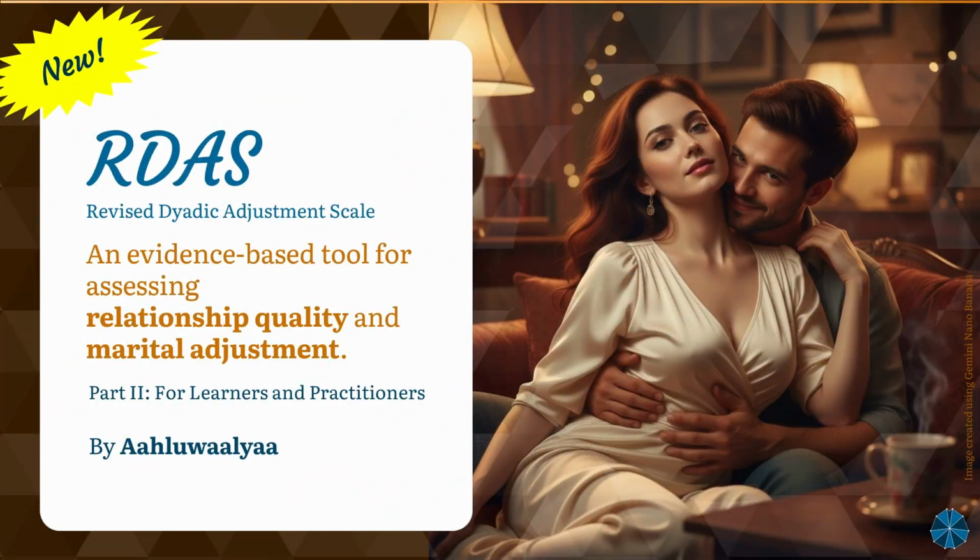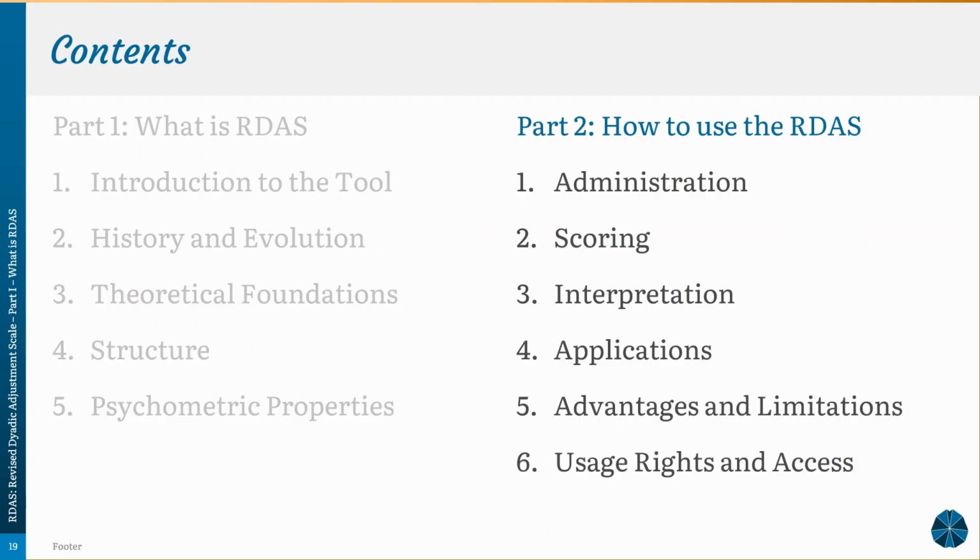Hello everyone. Welcome back to our deep dive into the psychometric tool that brings data to the drama of relationships, the revised Dyadic Adjustment Scale. In part 2, how to use the RDAS, we look at how to administer the tool, how to score it, and how to interpret the results. Then we look at its applications, advantages, and limitations. Finally, we learn about the usage rights and the best way to access the tool.